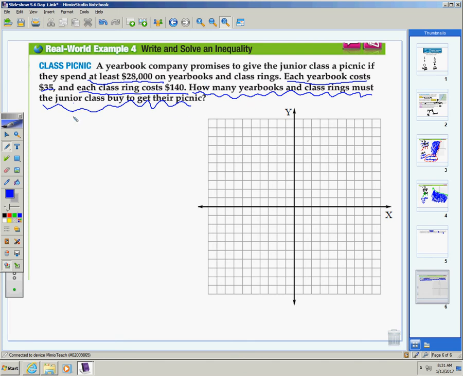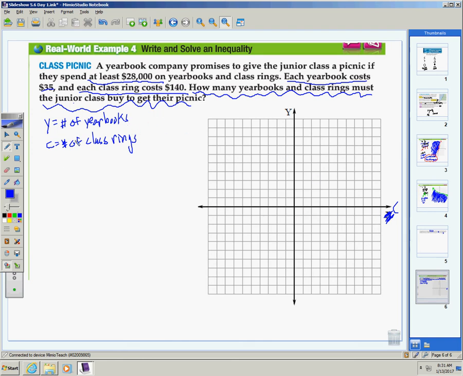So I'm going to have y equals the number of yearbooks. And I'm going to let c equal the number of class rings. And just to make things easier, I'm going to cross out this x on my x-axis, and I'm going to label it a c. So now I know this axis is talking about yearbooks. This axis is talking about class rings. And now what do I know?